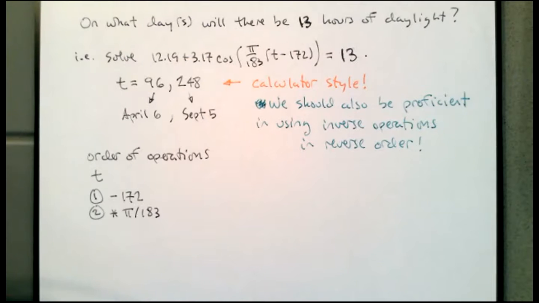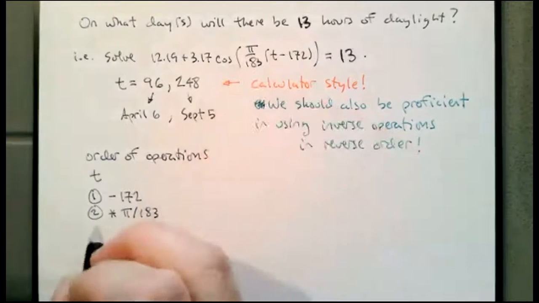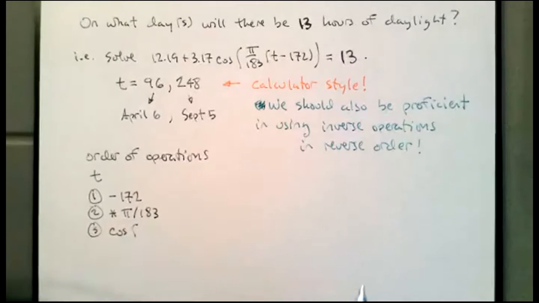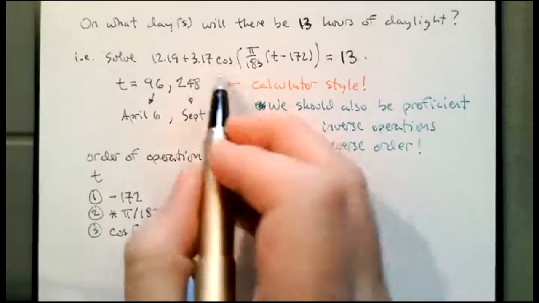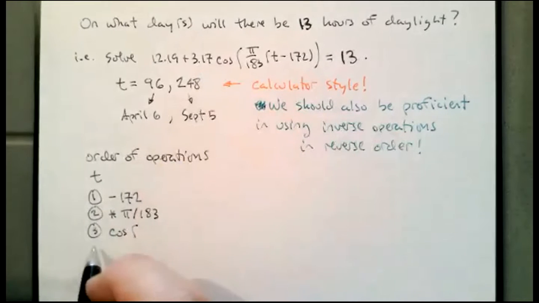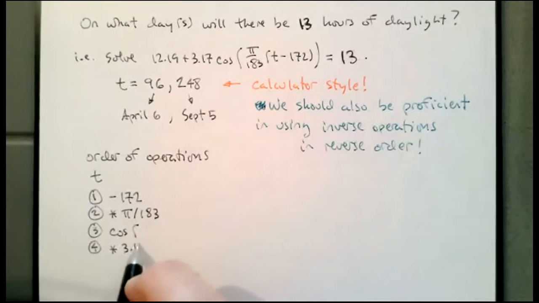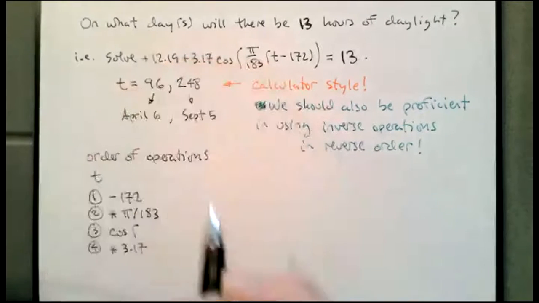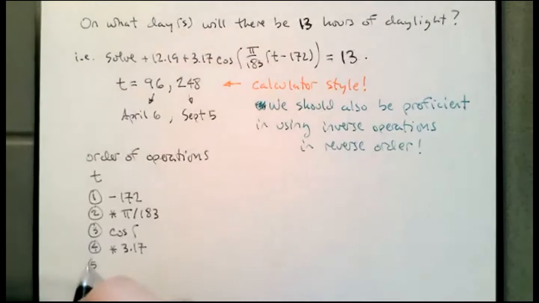After we multiply that result by pi over 183, then we find the cosine of that result. So the third step is we do a cosine. After we find the cosine, then we'll multiply by 3.17. And then finally, we'll add 12.19.